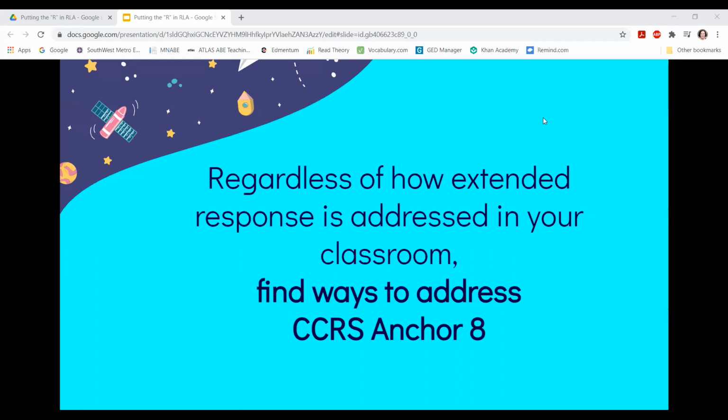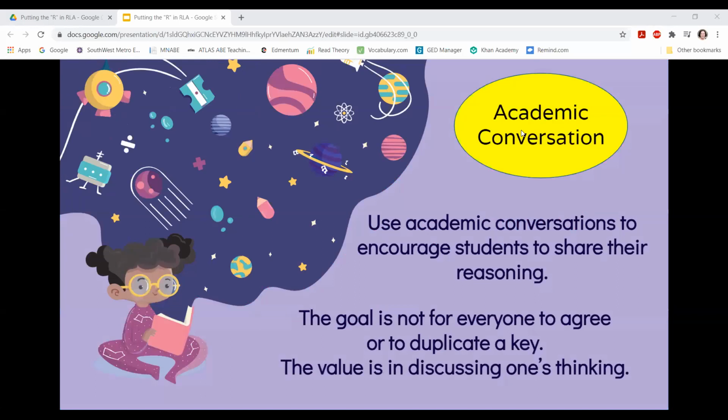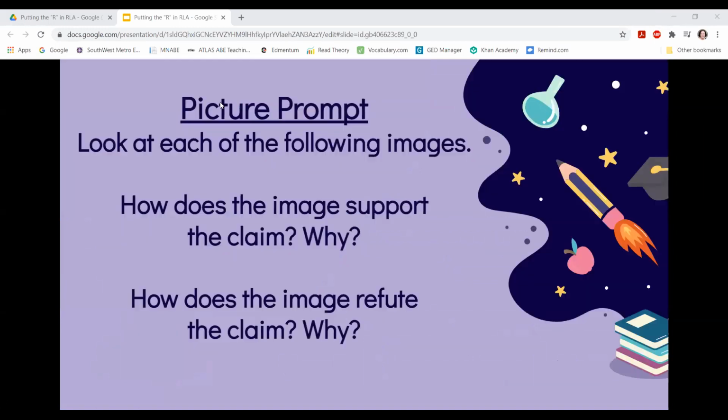So I'm going to give you a few ideas. Here we go. A lot of my ideas are around creating academic conversations. So students are learning from one another and sharing their thinking, not necessarily duplicating a key that I create. The value is more in discussing your thinking and your reasoning. One thing that can work well to start building the foundation at a very low language level is using a picture prompt. So I'm going to put a picture on the board and ask you to jot this on a piece of paper.